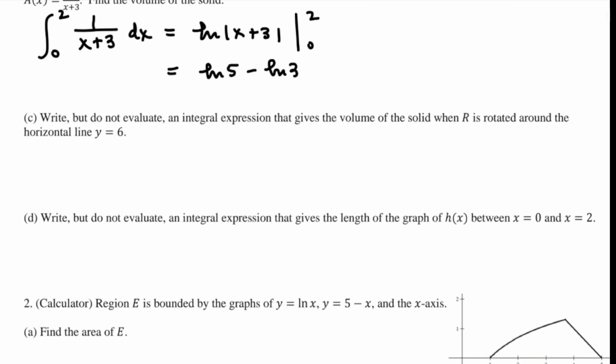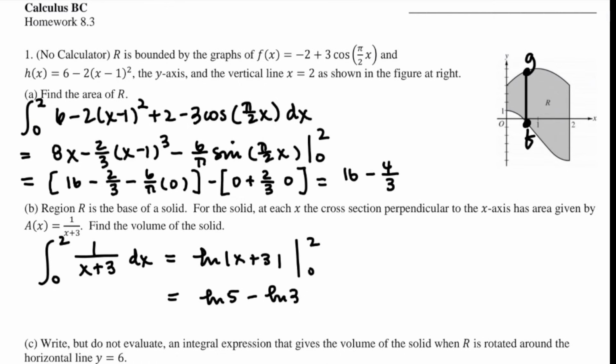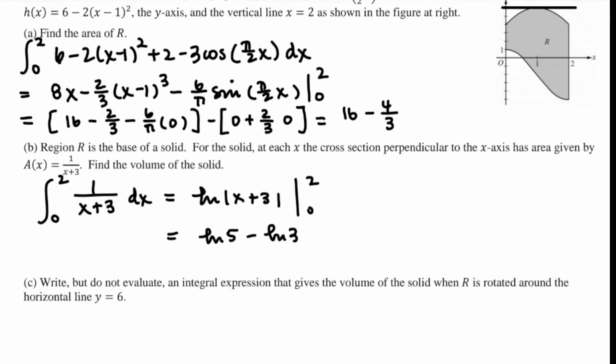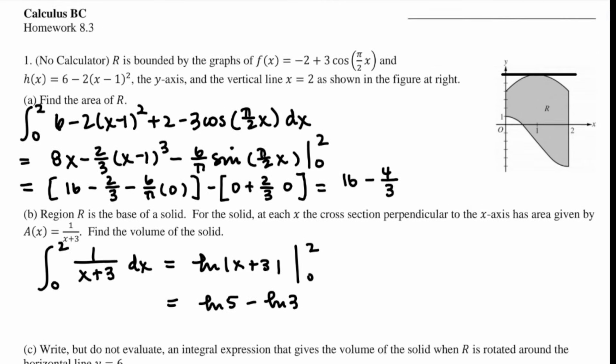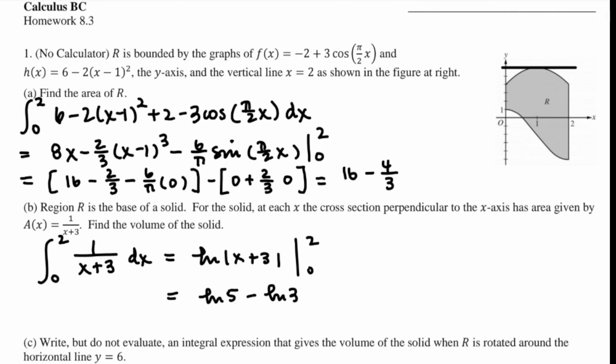Right, but don't evaluate an integral expression that gives the volume of the solid when R is rotated around the horizontal line y equals 6. Okay, so 6 was the maximum possible value of h. Oh, whoops, I didn't read that far and realize that it was h and not g. Okay, but h equals 6 is right there. That would be like the axis of rotation. But then I'm going to need to get that stuff out of there because that's now kind of a little confusing. All right. R is rotated around y equals 6. All right, and so I know that this was h and this one was f.